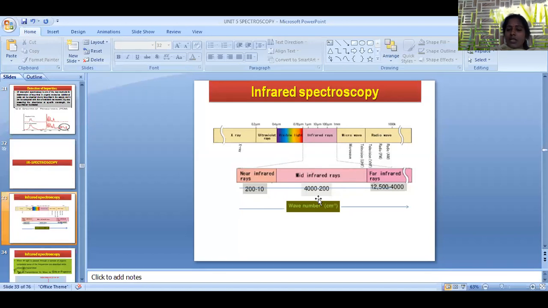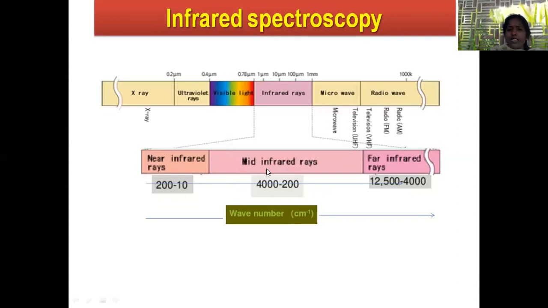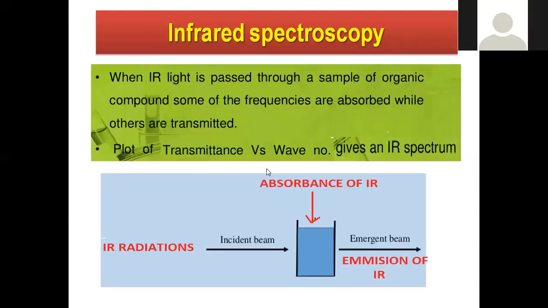Middle IR is the useful region where we can find the functional groups, and where the fingerprint region is also present. This middle IR is more informative, and most of the information is given by this middle IR region only. Now, let us go to infrared spectroscopy.